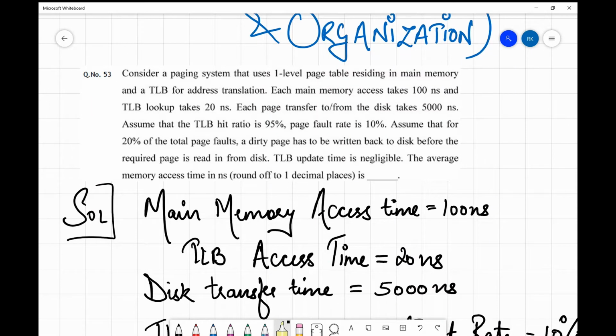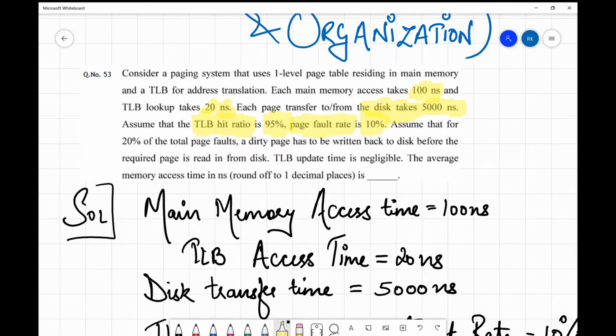It says: consider a paging system that uses a one level page table residing in main memory and a TLB for address translation. Each main memory access takes 100 nanoseconds and a TLB lookup takes 20 nanoseconds. Also, each page transfer to or from the disk takes 500 nanoseconds. So the disk access time is 500 nanoseconds. Also, the TLB hit ratio is given to be 95% and the page fault rate is 10%.